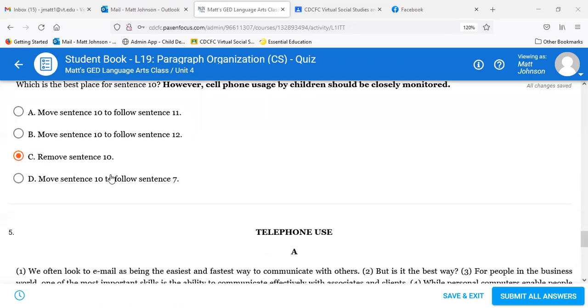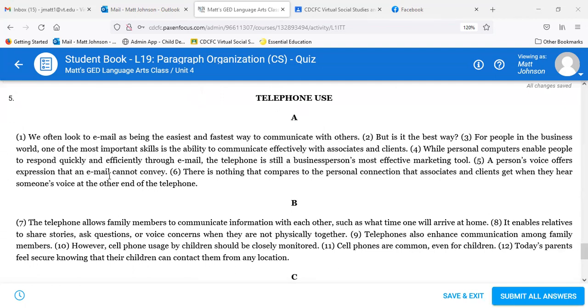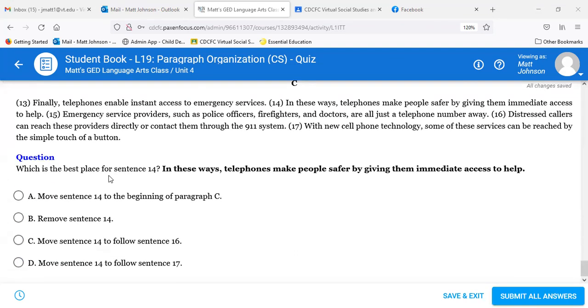And last one here for the quiz, we'll go to Nilda. Try number 5 for us.